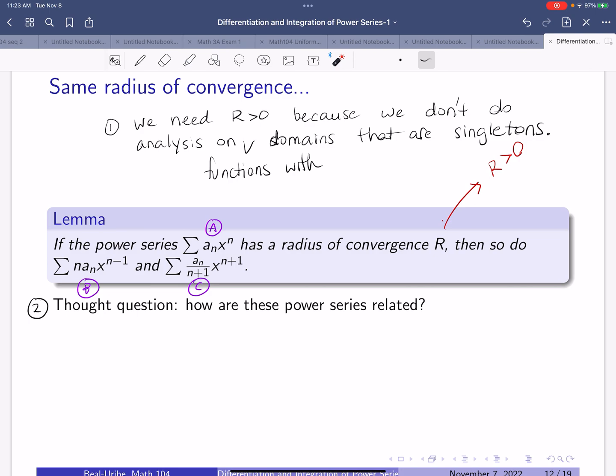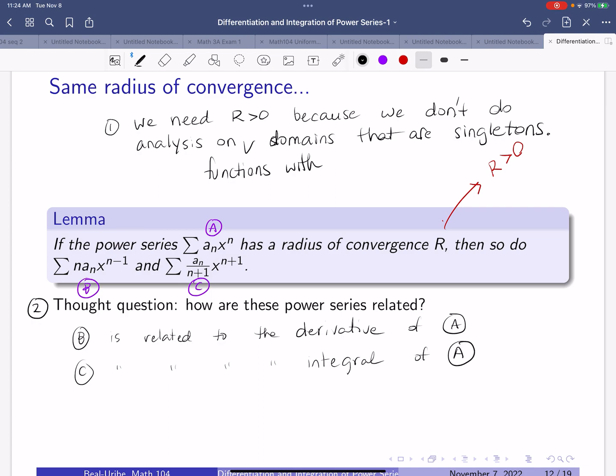How are these power series related? Well, you might remember from calculus that B is going to be the derivative of A. So B is related to the derivative of A. And C is related to the integral of A. So this lemma is going to ultimately tell us if you have a power series, then the derivative is another power series with the same domain, right? And similarly for the integral.